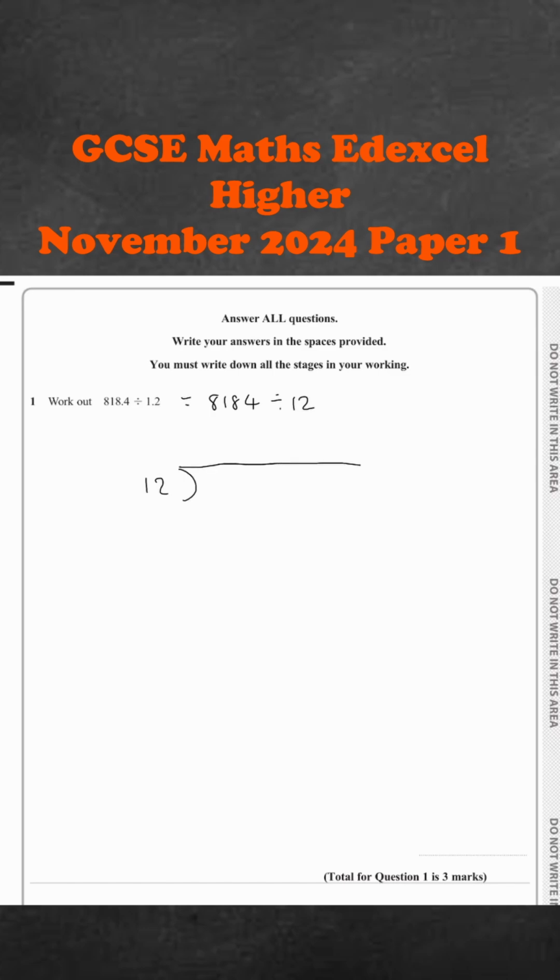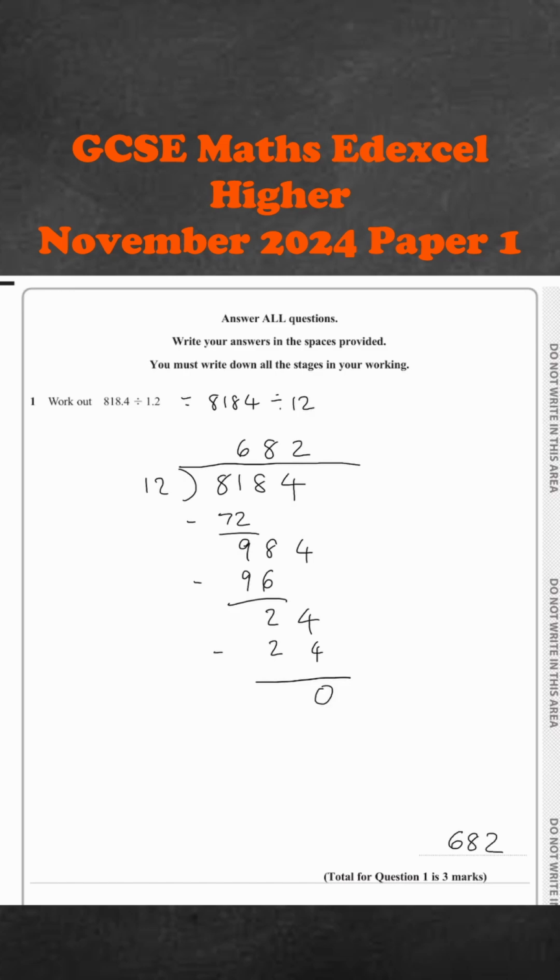So 12s into 8184. 12s do not go into 8, so we carry that forward. 12s into 81 is going to be 72, which is just going to be 6 times 12. And we're going to carry forward a 9 here, so we now have 984. 12s into 98 go 8 times, with 2 remainder. So we're going to say that is 12 lots of 96. 12 lots of 8 is 96. That leaves 2 remainder. There's your 24. 12s into 24 go 2 times exactly, leaving no remainder. So our answer to question 1 is 682.